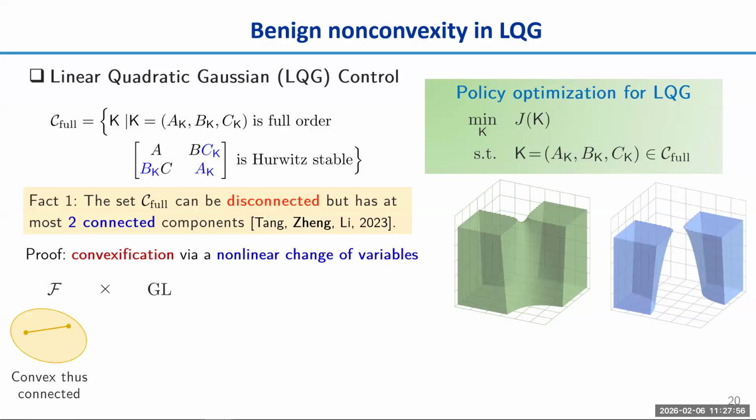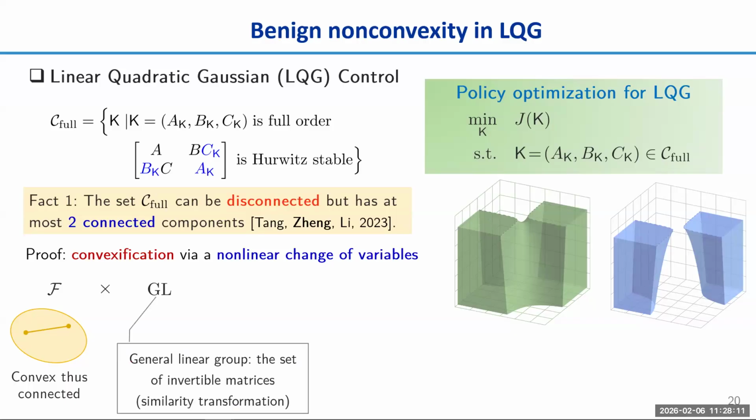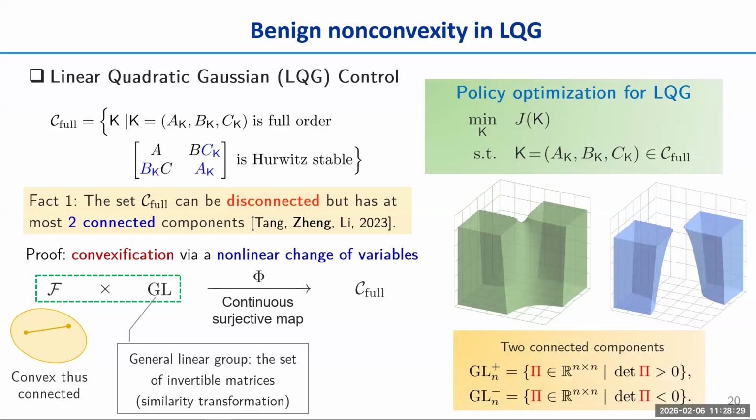The proof really goes through the same procedure as convexification, but in this case, it's a little bit more complicated. The idea is that we can construct a convex set based on linear matrix inequalities, similar to what we did before. And in this case, we also need to use another set, which is the set of inverted matrices. And this is relevant to the coordinate change of your dynamic policies. And based on this set, we can also construct a continuous surjective map to the full set. Now we know that this set of inverted matrices has 2 path connected components. One corresponds to positive determinant, and one corresponds to negative determinant.